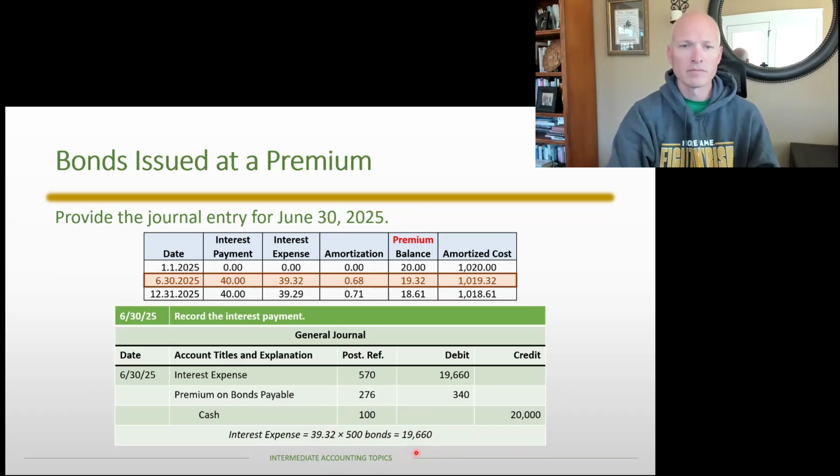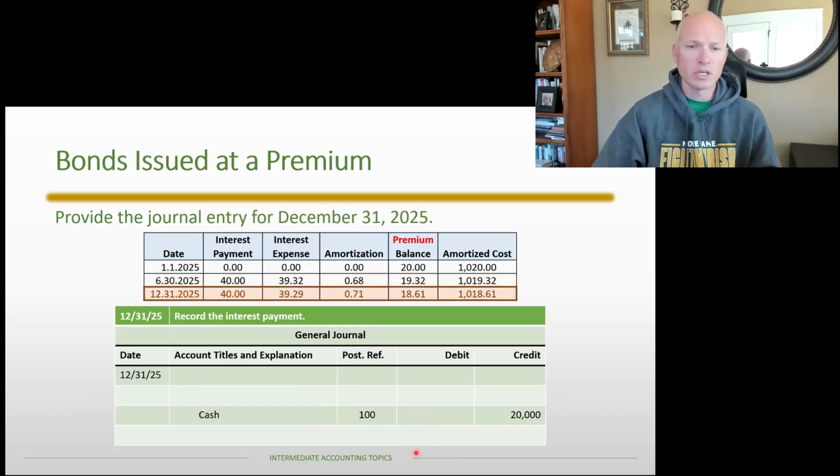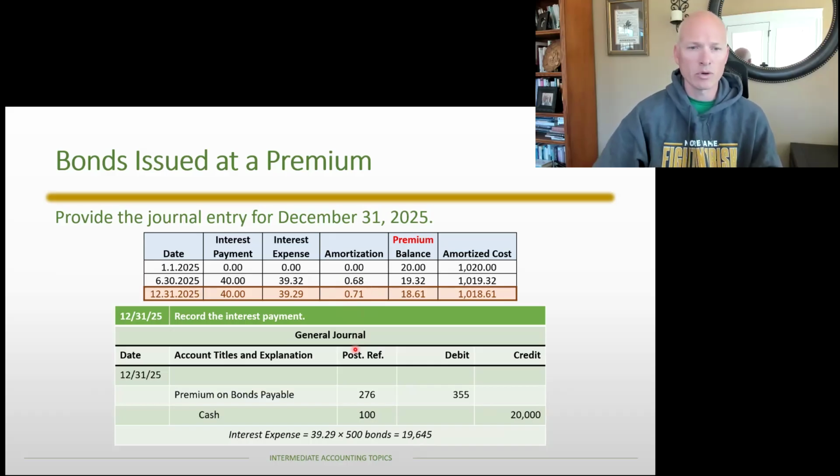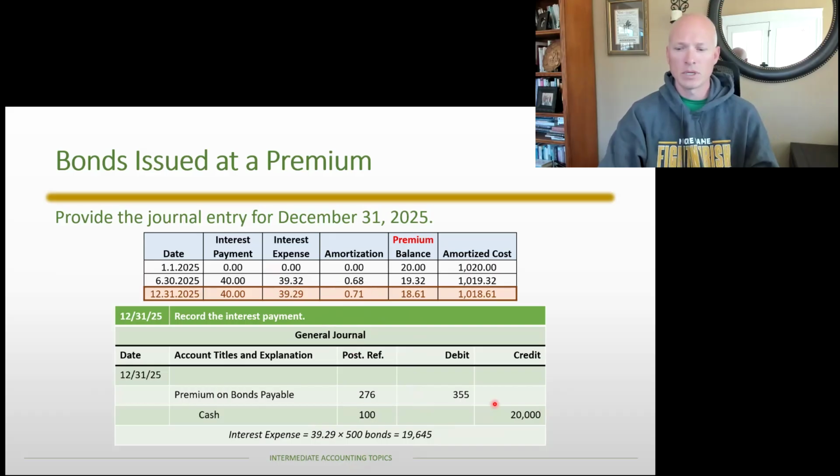$19,660. Continuing that same process for December, we have the cash payment that didn't change. The amortization of the premium is now 71 cents per bond instead of 68 cents. And then the interest expense is based on $39.29 per bond instead of $39.32 per bond. So same accounts, just slightly different amounts.